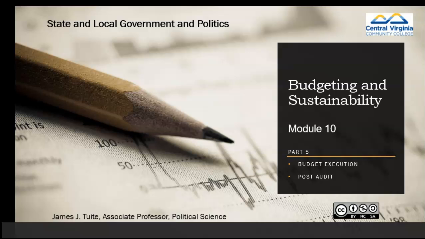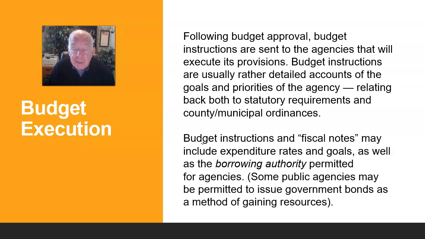In Part 5 of Module 10 on budgeting and sustainability, we'll discuss budget execution and the post-audit process. Following budget approval, budget instructions are sent to the agencies that will execute its provisions. Budget instructions are usually rather detailed accounts of the goals and priorities of the agencies, relating back both to the statutory requirements and the county or municipal ordinances.